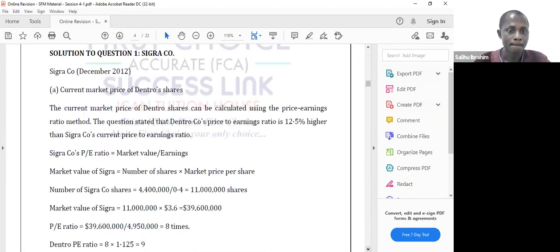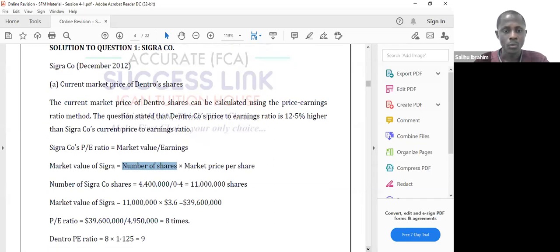Now, look at what we did here. Sigraco's price earnings ratio, market value of Sigraco, number of shares times. This is just in total. That's if you do it in total. I bet we should have the same thing. What happened? Let's go back.